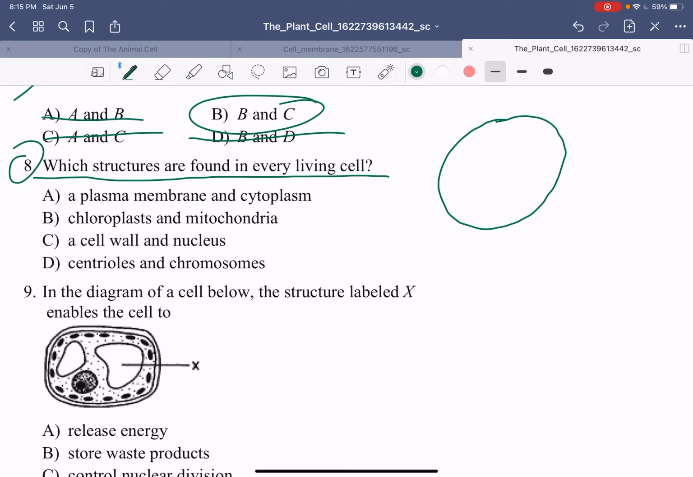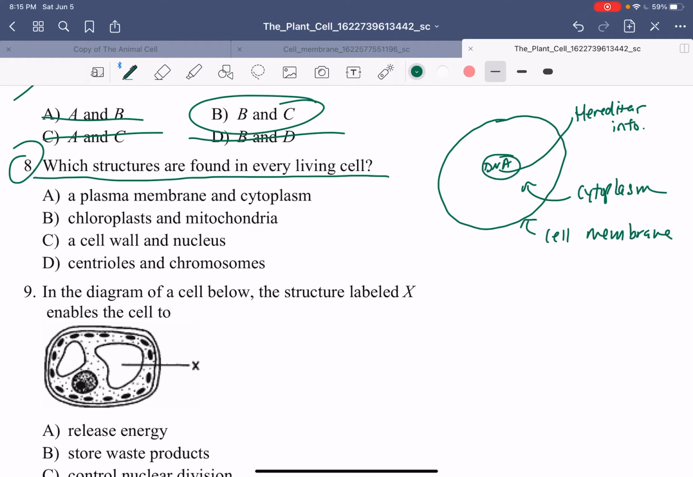The cytoplasm and DNA. Not the nucleus, but DNA, which is hereditary information, okay? So a cell membrane, cytoplasm, and DNA. Those are the three things that all cells have, no matter what they are. An amoeba, a paramecium, a plant cell, an animal cell. These are the things that all cells must have. So let's take a look.